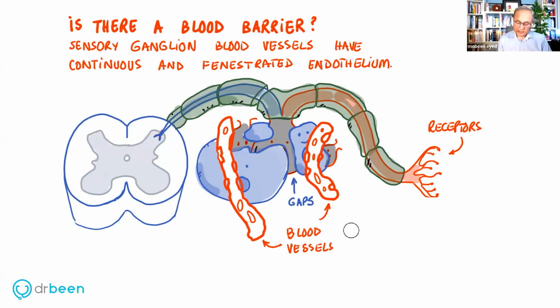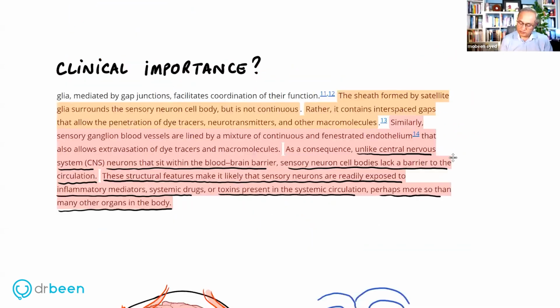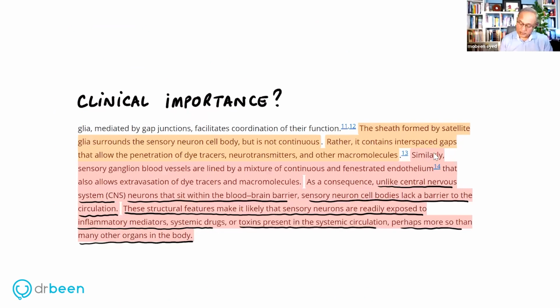Okay, so with this, let's continue. I want to read this. This is the clinical importance of the above two mechanisms. So I'm going to read from here. Similarly, by a mixture of continuous and fenestrated endothelium, so some continuous, some fenestrated, meaning having holes in it, that also allow extravasation of dye tracers and macromolecules. As a consequence, unlike central nervous system neurons, neurons in the brain, brainstem, and spinal cord, that sit within the blood-brain barrier, sensory neuron cell bodies lack a barrier to the circulation.